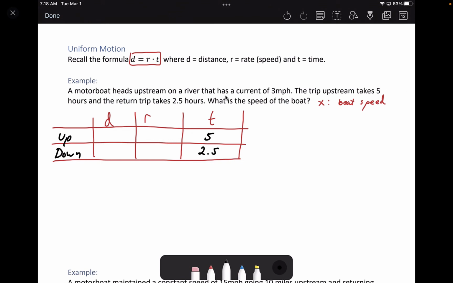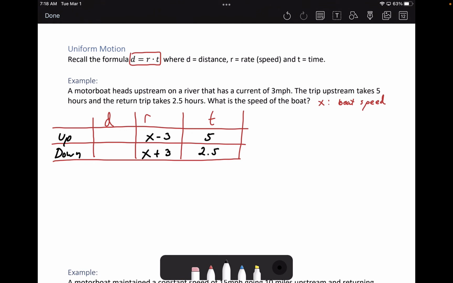So we know the speed of the river is 3 miles per hour. If you're going upstream, you're fighting the current. So you have your speed, X, minus the speed of the current. If you're going downstream, you have your speed, the boat speed, plus the speed of the current.